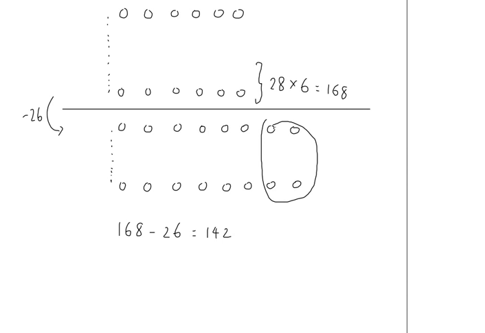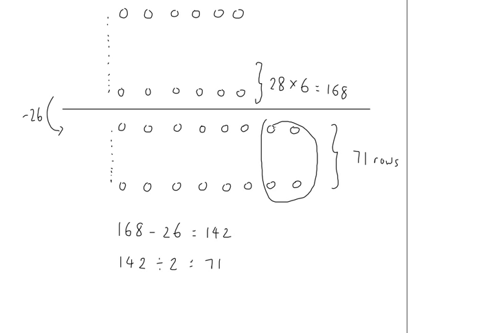So this 142, divide by 2, right? So I know that there's actually 71 rows at the end, right? Yes or no? Do you agree there's 71 rows in the end?